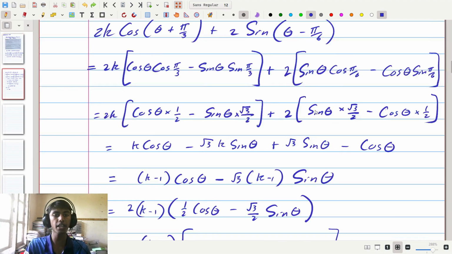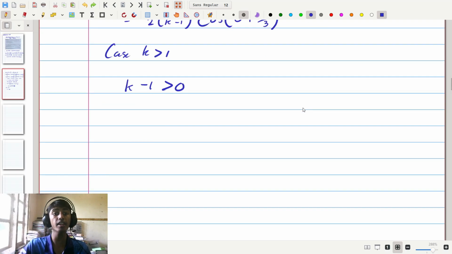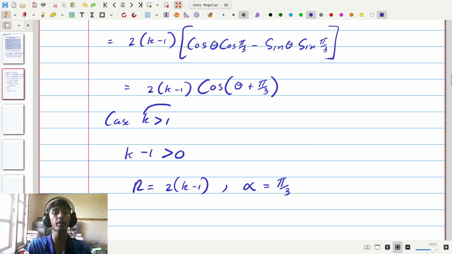In this particular case, r is in fact greater than 0 if we let r be equal to 2 times k minus 1. And then the angle alpha is pi by 3, which is in fact in between 0 and 2 pi radians. So therefore, if we let r be equal to 2 times k minus 1 and we let alpha be equal to pi by 3, then this is one valid solution for the case where k is greater than 1.